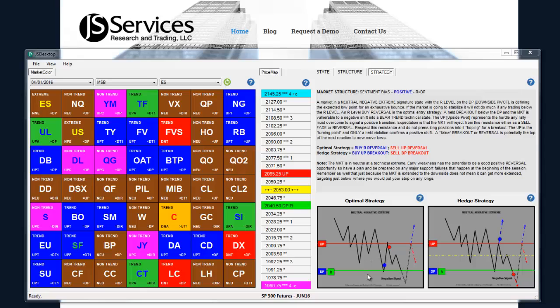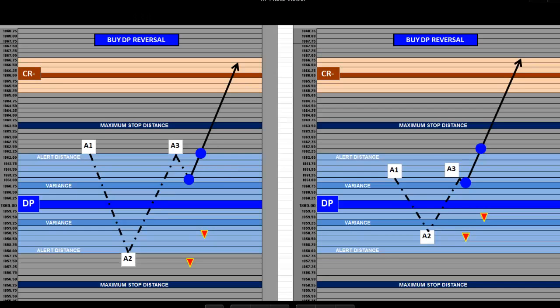So we're going to focus on this example here, a buy DP reversal or a buy R reversal. And since the R is equal to the DP, it's the same strategy, but the key is the reversal strategy. We've gone over reversal strategies before. I want to talk a little bit about the variances around the price map level. So we have a variance and an alert distance.